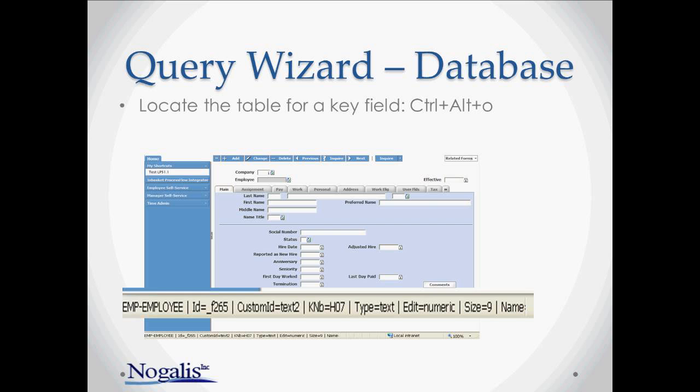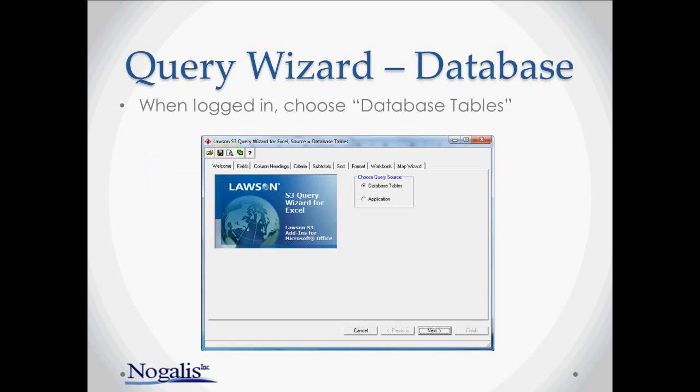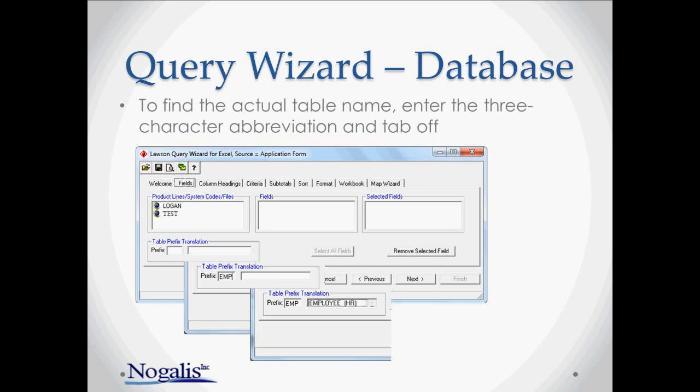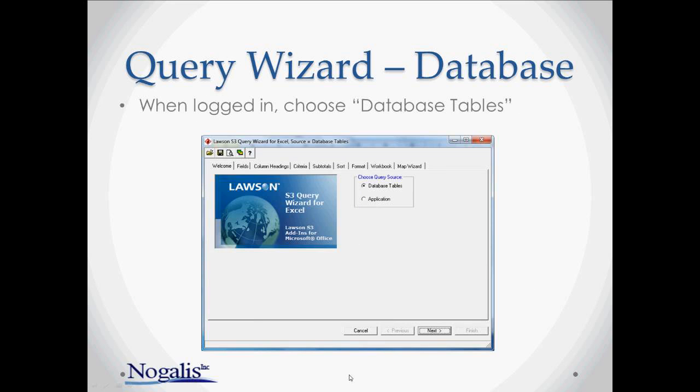We now know the table abbreviation, EMP, and the fields we need to do our query on. So we're going to log into the S3 Addins query widget and choose the database tables. So here I chose the database tables radio button. So before building our query, we need to know which table to use. So we know that the abbreviation is EMP.